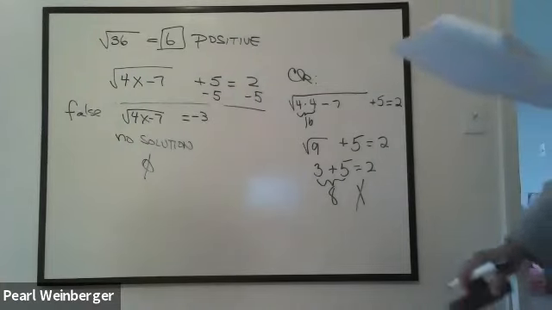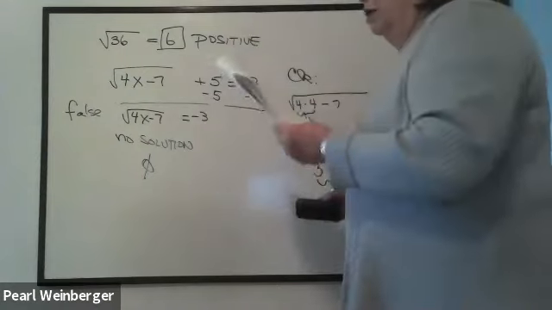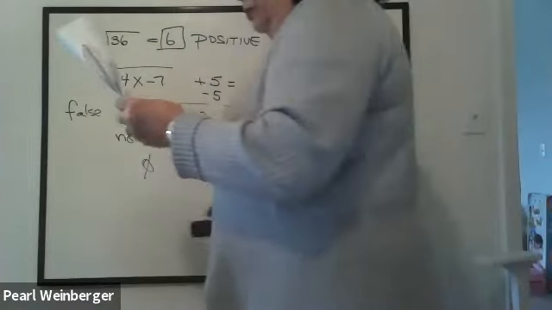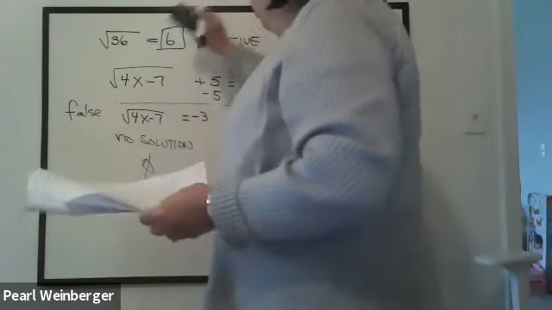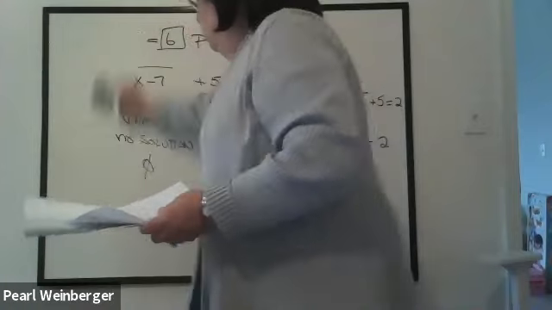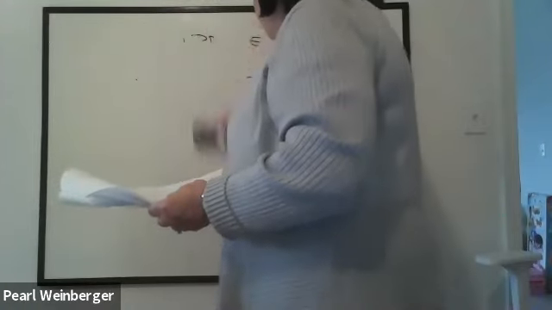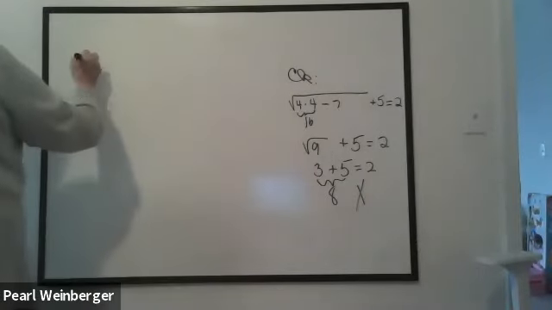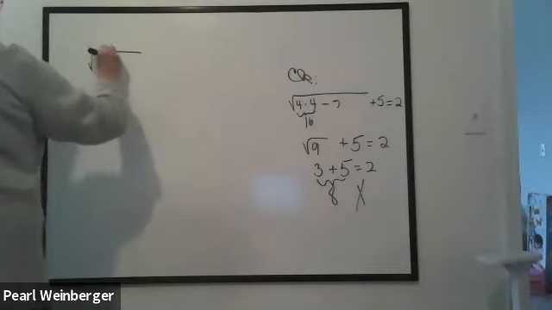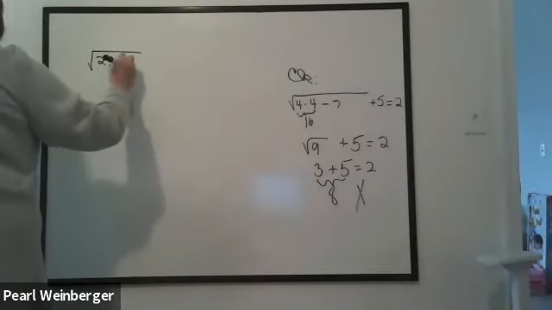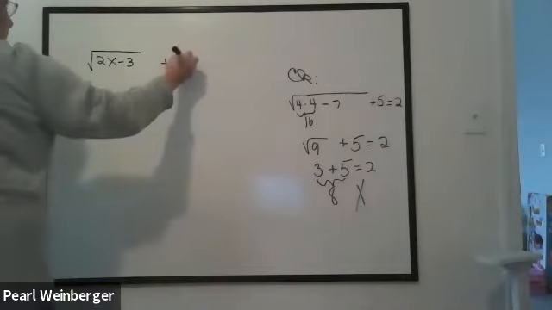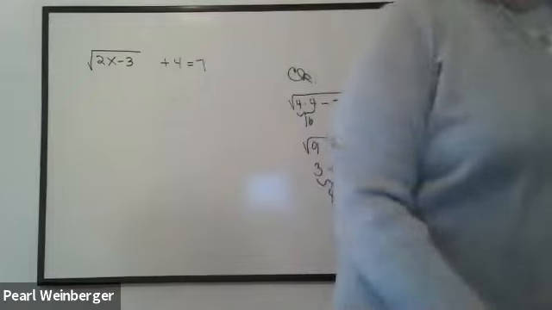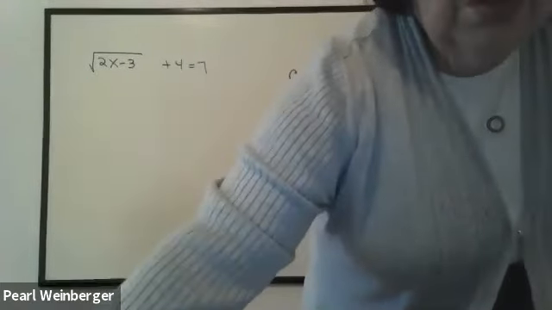Okay, let's see if I can give you a problem to try on your own. Actually, this is a problem from the practice sheet on chapter 6. So I'm going to give you one to try. See if you can do this problem: the square root of 2x minus 3, plus 4, equals 7. See if you can solve that equation. I'll give you a couple of minutes to try it on your own.